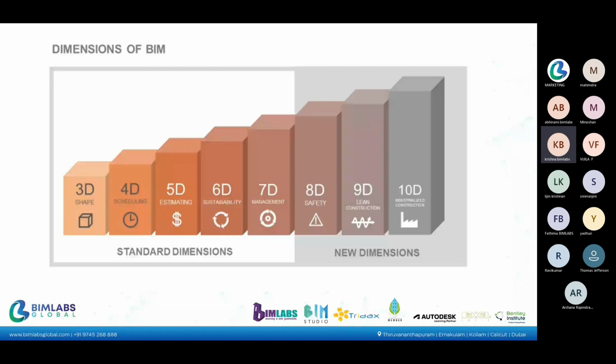9D is lean construction, that is planning of the project. 10D is construction industrialization, which is key to solving the problem of low productivity in the construction industry, and we can make the planning accordingly. That is the dimensions of BIM.